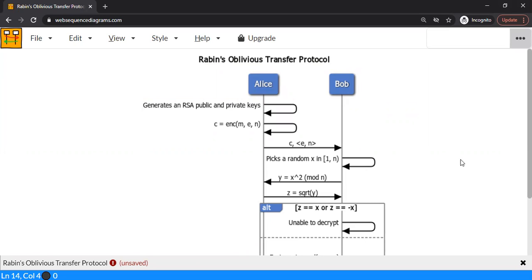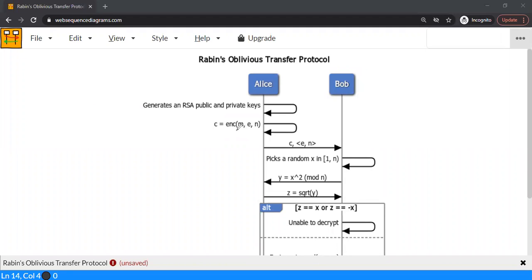Hello, welcome back. In this segment, I'm going to talk about a very interesting discovery made by Professor Michael Rabin back in the early 1980s. He discovered this oblivious transfer protocol idea. The core of the idea is that, let's say Alice has some message M. She wants to send it to Bob, but there is a caveat.